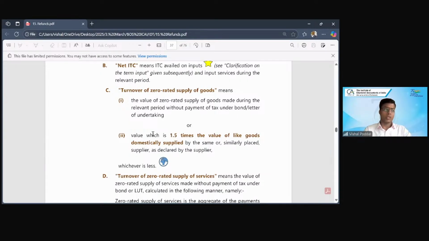Now, what is the logic? Somebody will ask you, sir, why is such a figure given? Why is the lower of these two taken? So understand the logic of this. Firstly, this point was not there originally in the law. It was added later on.